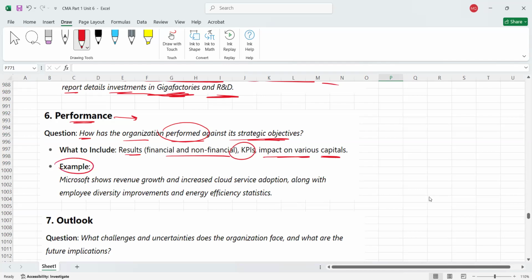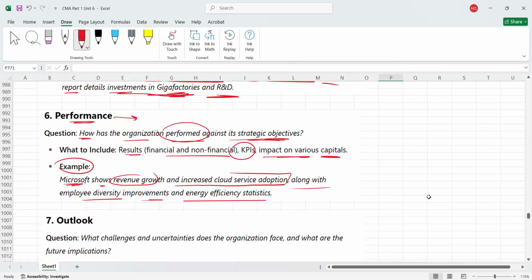For example, Microsoft's company shows revenue growth and increased cloud services adoption, because they are mainly focusing on cloud services adoption. Along with that, employee diversity improvements and energy efficiency statistics.